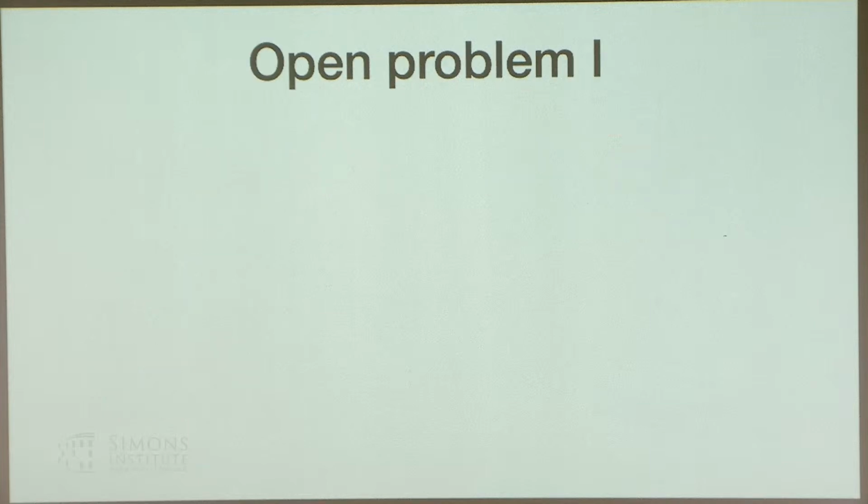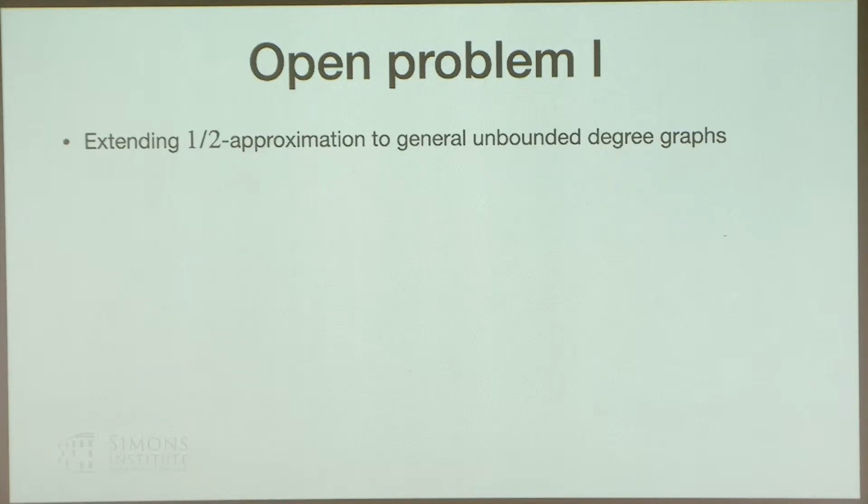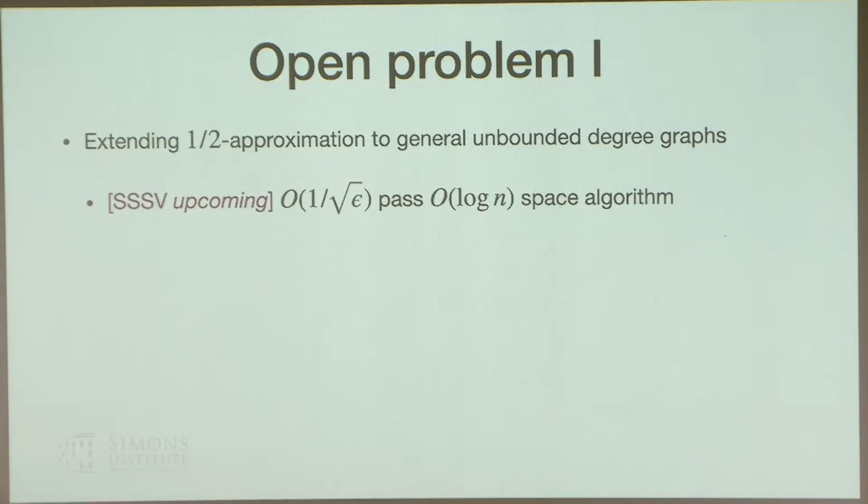All right, so I will conclude with some open questions here. First, a very interesting open question is extending this half approximation algorithm to general unbounded degree graphs. Right now, we have results only for bounded degree graphs in the single pass setting. In fact, we already have an order 1 over square root of n pass, log n space algorithm that achieves half approximation for general graphs.